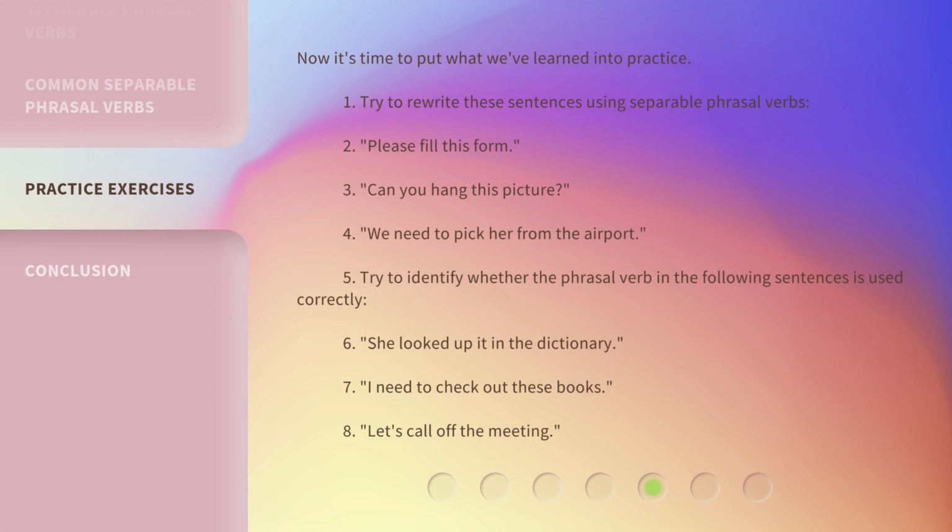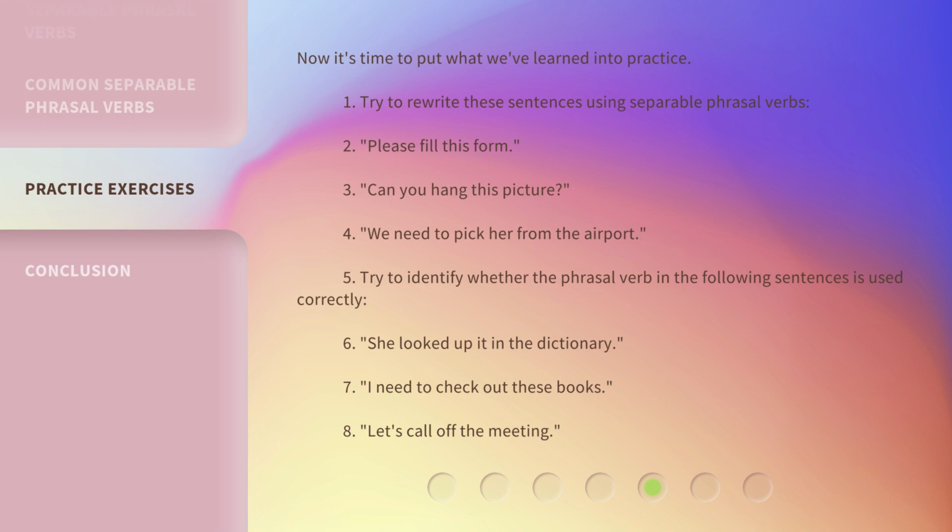Now it's time to put what we've learned into practice. 1. Try to rewrite these sentences using separable phrasal verbs. 2. Please fill this form. 3. Can you hang this picture? 4. We need to pick her from the airport.